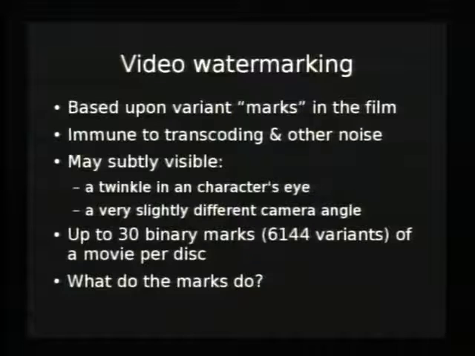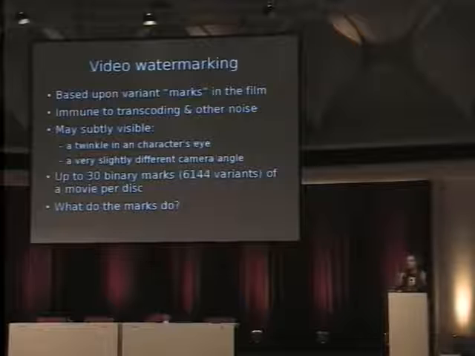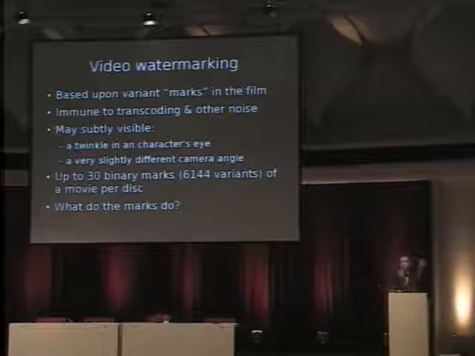To illustrate what these marks might be, they may actually be visible. So one idea for such a mark is you have a character on screen talking, and in the marked version of that moment, there's a twinkle in the character's eye. And in the unmarked version, there's no twinkle. Or maybe another example is that the same scene is shot from a very slightly different camera angle. This would be most applicable if you were doing rendered DreamWorks style films. You just move the camera a tiny little bit. So a human being watching the video will see essentially the same subjective experience, but if you got the two versions back and played them next to each other, you could see the difference between the two.